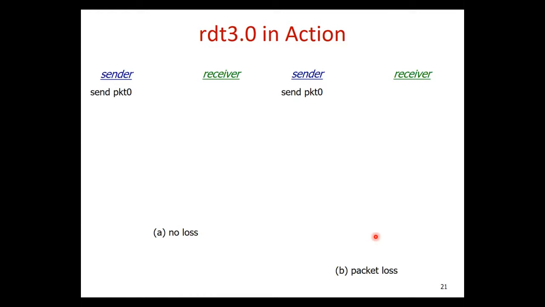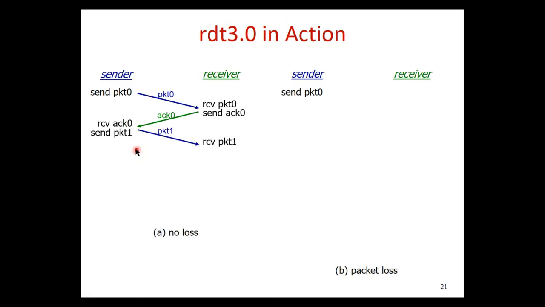Okay, so let's look at a few cases of RDT 3.0 in action. Let's first look at the case where there's no loss. Everything is fine, okay? So the sender sends packet 0 to the receiver. The receiver sends ACK of 0, ACK of packet 0. The sender receives ACK of 0. Now it increments the counter.